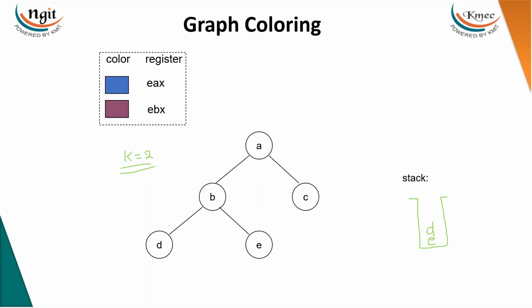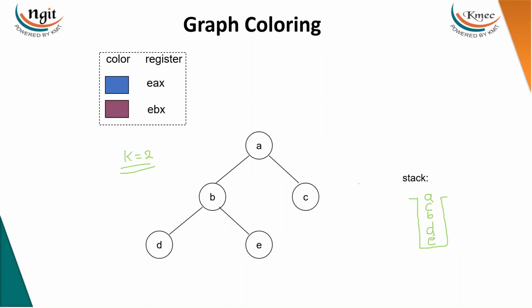So after removing these two nodes D and E, now B is having 1 edge, C is having 1 edge, but A is having 2. So I'll push B. Then after removing B and all of its edges, then A is having 1 edge and C is having 1 edge. I'll go with the C first, then A next. So like that you have to push it. If you can't find any node which is less than 2 edges, then you increase the k value to 3.